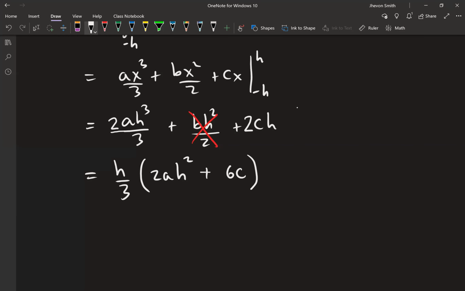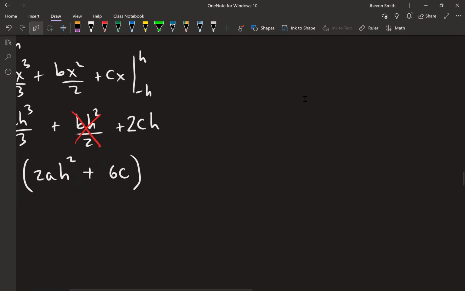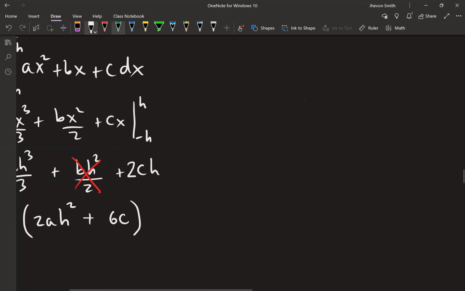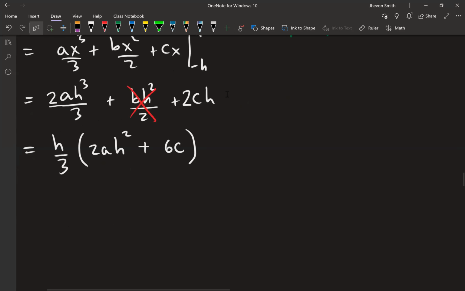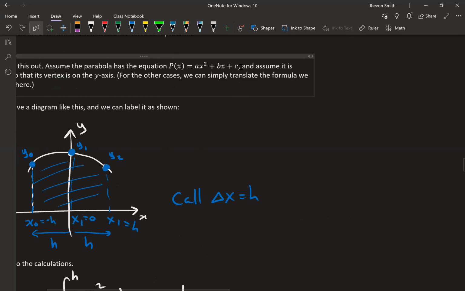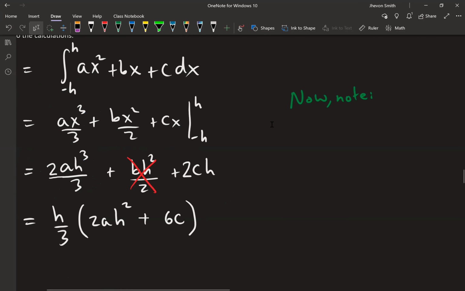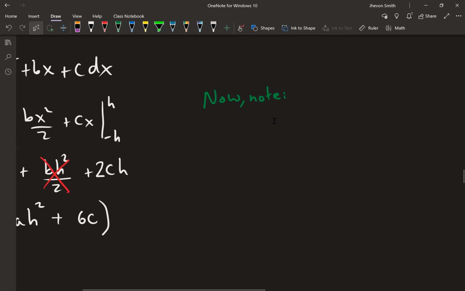Okay. Now, here's something we can apply. Now, note the following. This is my parabola, and I know this is the equation of my parabola, and I know how it's situated, so I can actually know a few things about the parabola.